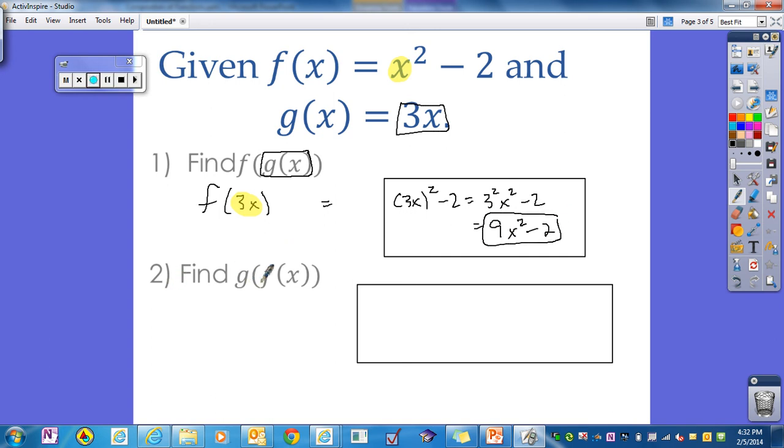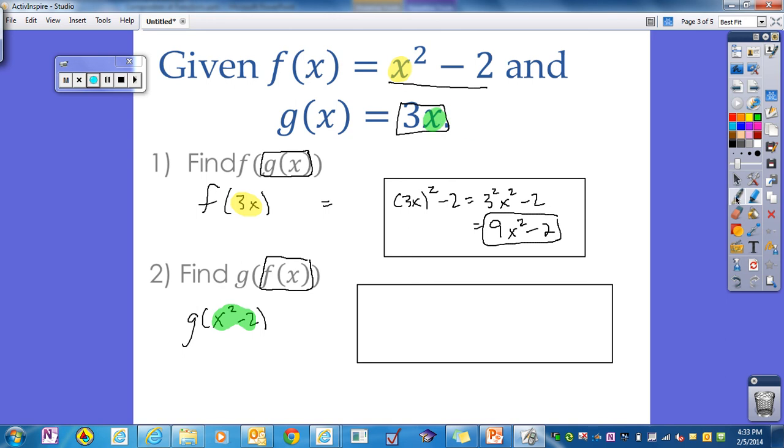Alright, for the second one, I'm doing g of f of x. So that means right here where it's f of x, I need to replace it with what f of x actually equals, which is x squared minus 2. So I'm doing g of x squared minus 2. Alright, so now what this means is since I'm working with my g of x function, everywhere I see an x, I have to replace it with x squared minus 2.